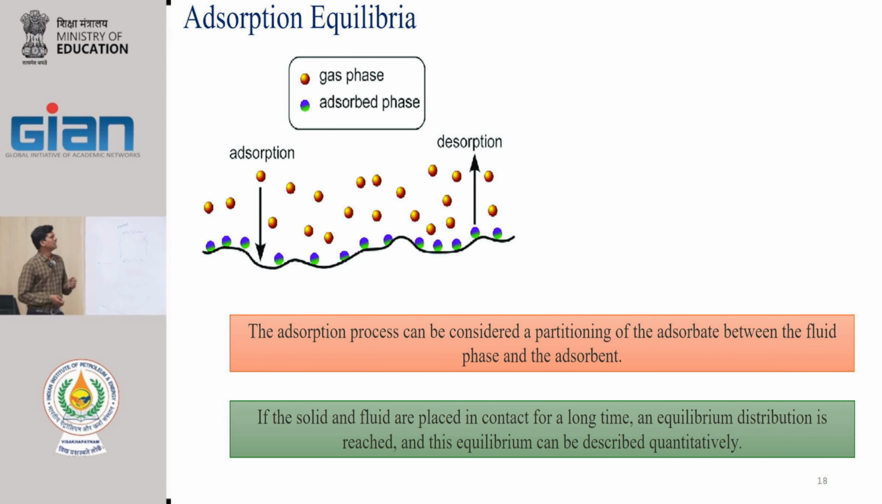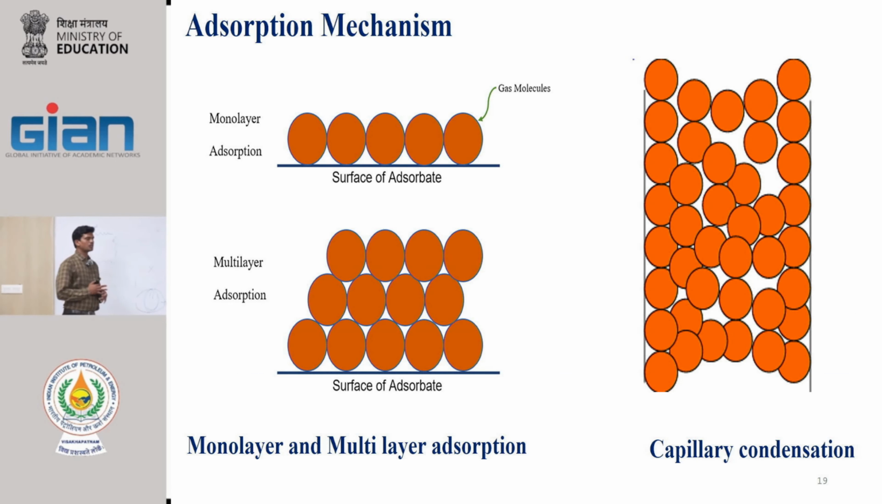Coming to the adsorption mechanisms. Whenever we say adsorption happened, it can happen in three ways. One is monolayer adsorption. That means whenever we have a surface, the gas molecules will only adsorb on the surface. Only one layer of gas molecules can adsorb on the surface, and we call it monolayer adsorption. Whenever we say multi-layer, there is still a surface, monolayer adsorption happens, and on top of those gas molecules, another gas molecule will come and adsorb. This is the second layer and that is the third layer. This is called multi-layer adsorption.